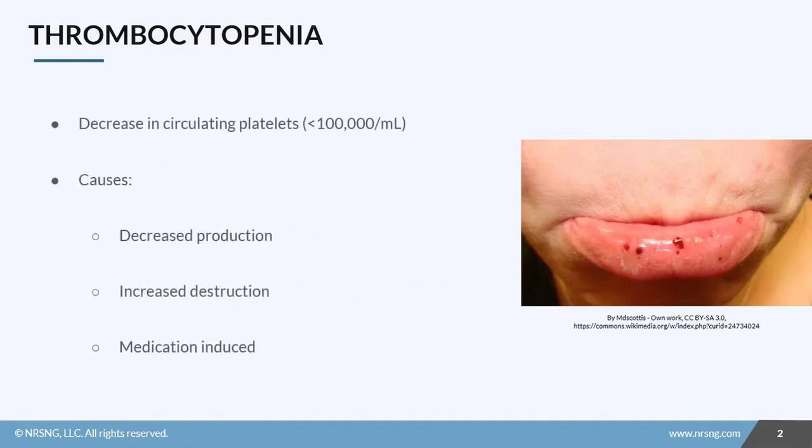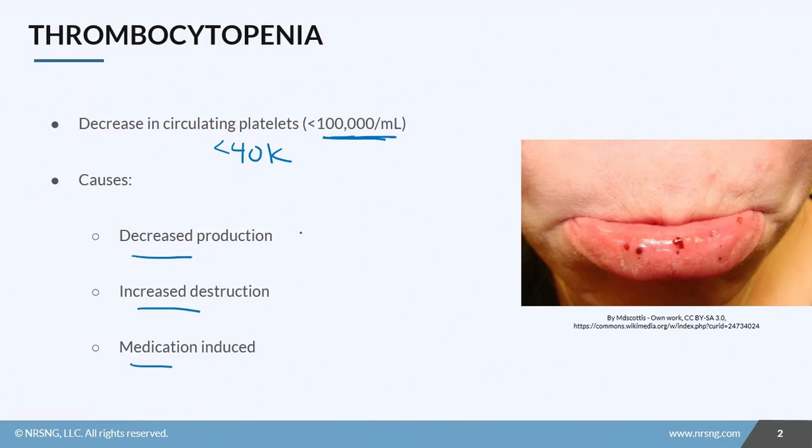So by definition, thrombocytopenia is a decrease in circulating platelets less than 100,000, but usually we see it much lower than that, like less than 40,000, and we do report platelets in thousands. Now, there's a couple general causes: either decreased production, increased destruction, or medication-induced thrombocytopenia.